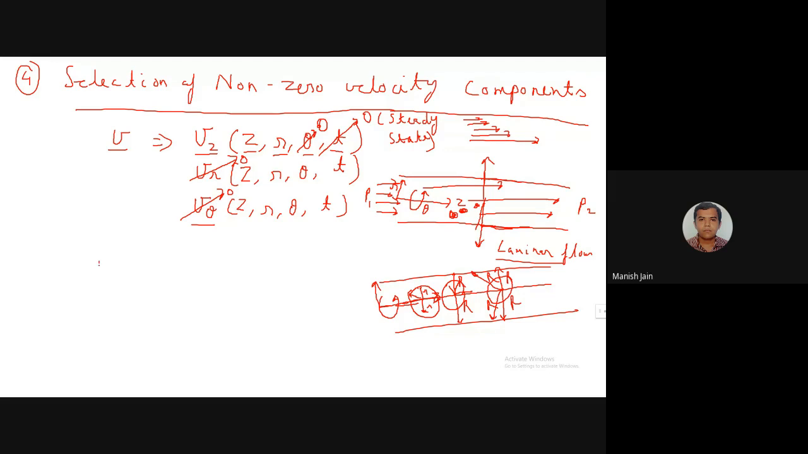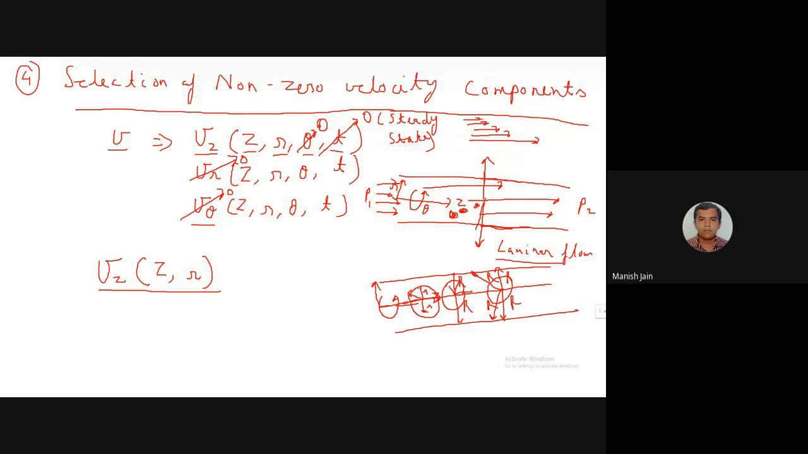Now you have Vz, which may depend upon either the z axis or the r axis. So the fourth point is the selection of non-zero velocity components. We have selected the non-zero velocity component, that is Vz, which may depend upon z and r.